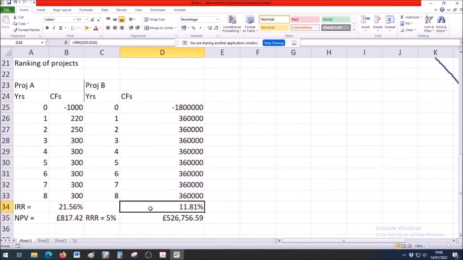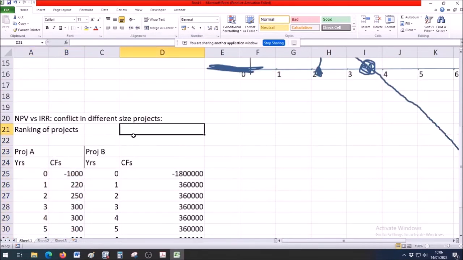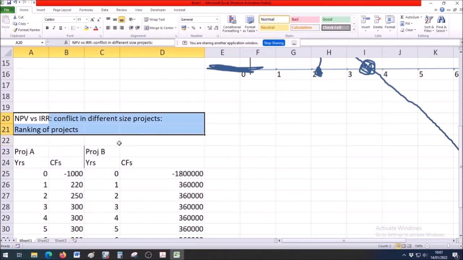But if you look at IRR, it's only 12% versus the IRR of 22% for project A. So the trick here is of course in the size of the project. It's much better to earn 12% of 1.8 million rather than earn 22%, oh my god, so much, of just $1,000. So sometimes the NPV and IRR can conflict on the ranking of the projects.